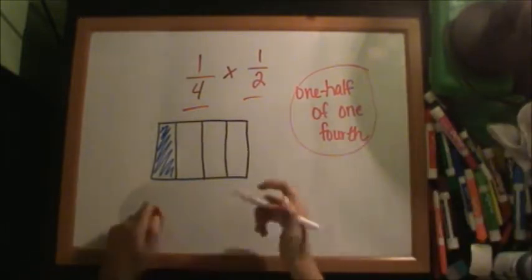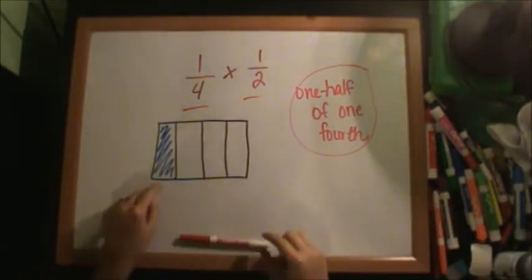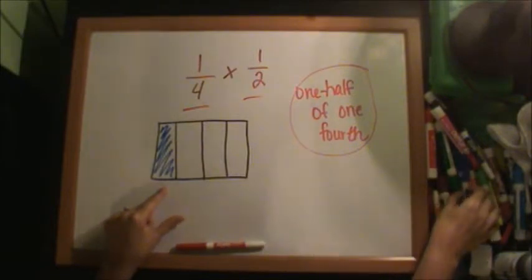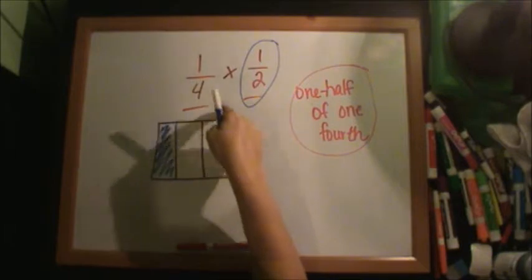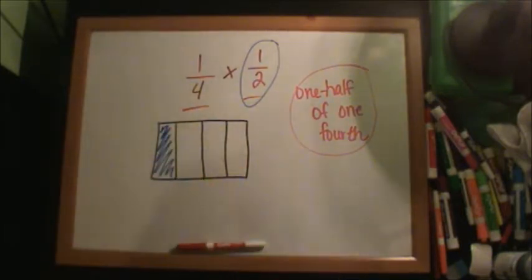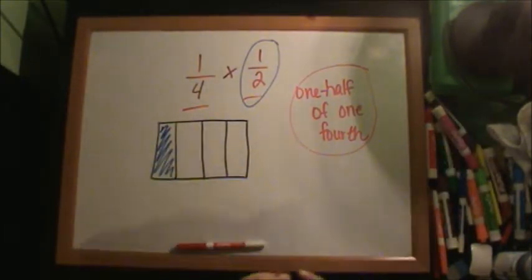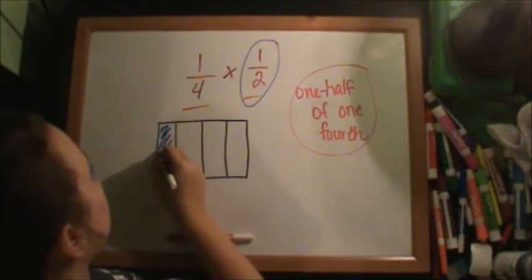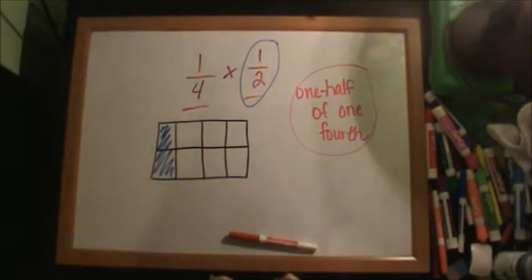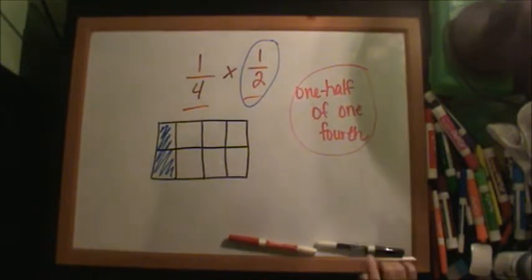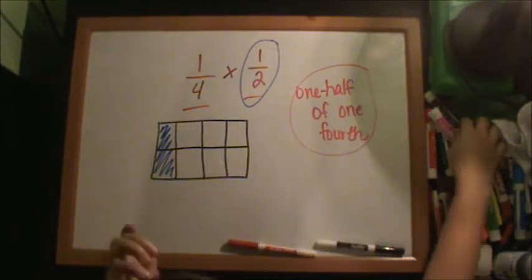So now we look at our problem and we have 1/4 here. So I'm going to go ahead and divide it into halves. I'm going to divide the whole box into a half. Now I'm going to color in a half of that fourth.